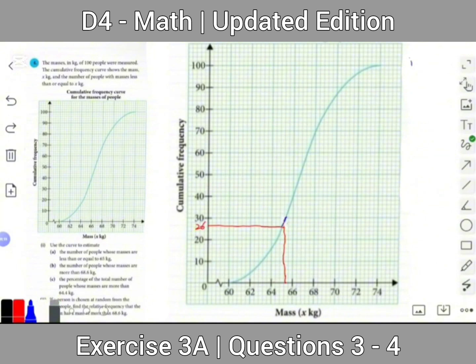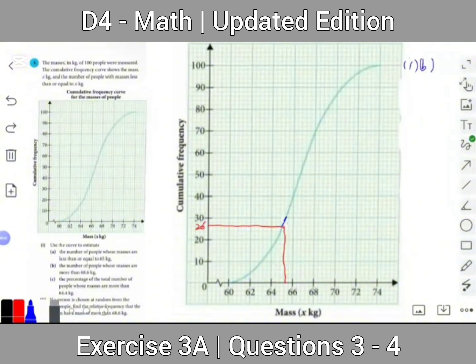Now in part 1a, the number of people whose masses are less than or equal to 65 kg is equal to 26.